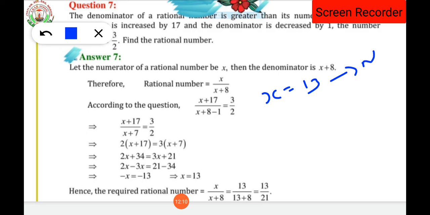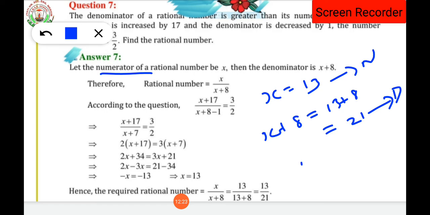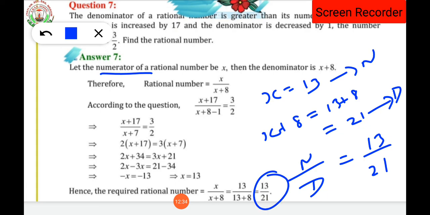This is the numerator, isn't it? But the denominator is x plus 8. So 13 plus 8 will be how much? It will be equal to 21. So the denominator is 21. So numerator upon denominator is equal to 13 upon 21, which is the required answer for this question.